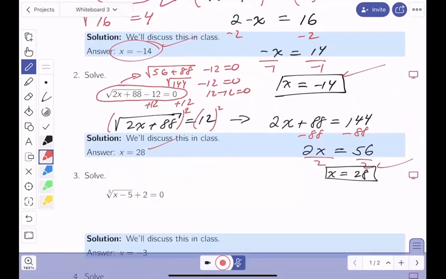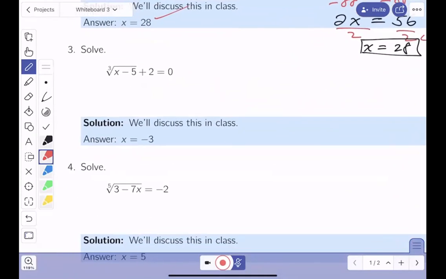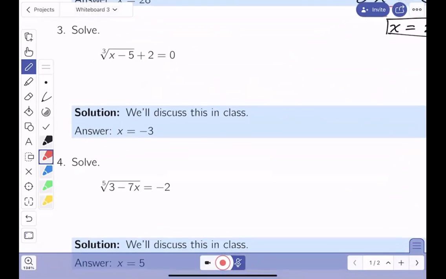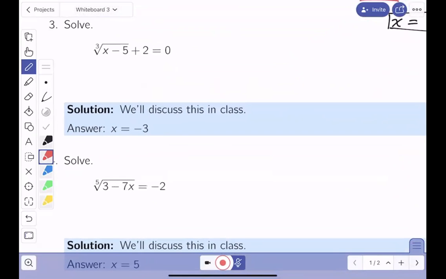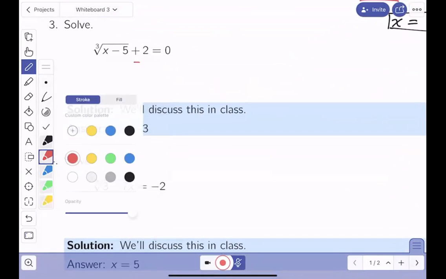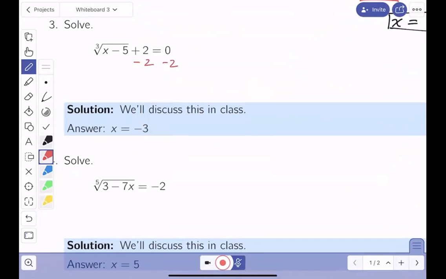Let's keep going. Really almost the same question. And what do I do first? I'm going to isolate the radical. How do I do that? Subtract 2 from both sides. And what do you get? Well, you get the cube root of x minus 5 equals minus 2.